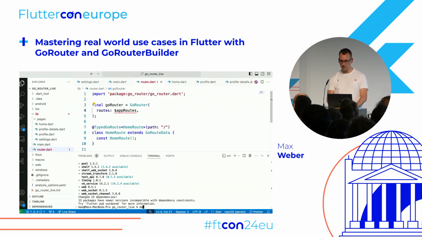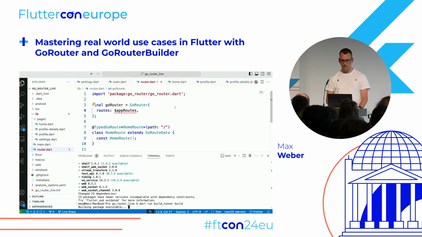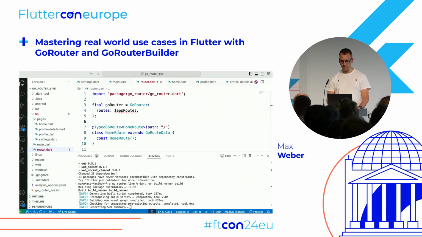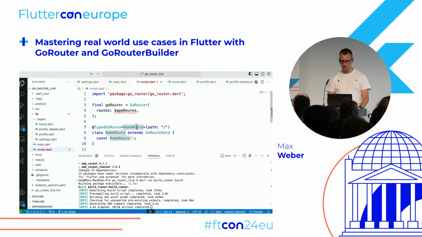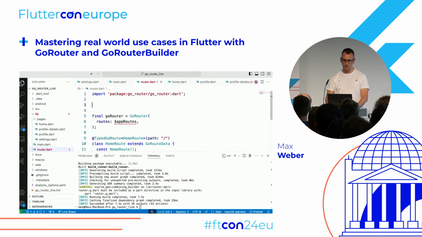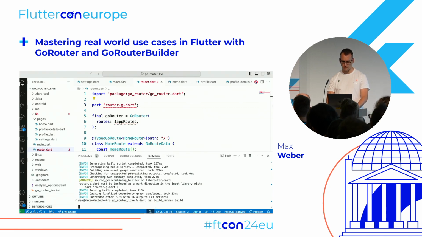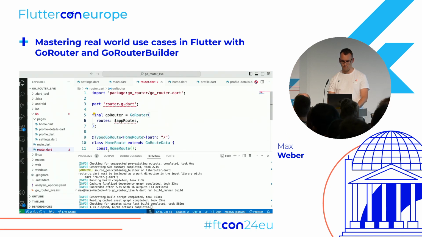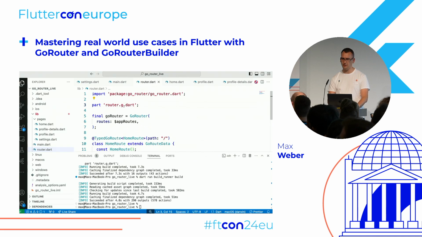If we go now to our terminal, we can now run dart run build_runner build. And easy as that, hopefully, if I didn't make any mistakes. Run, run. The part is missing, of course. Part router.g.dart. We try again. Fantastic, and we can see everything got green.